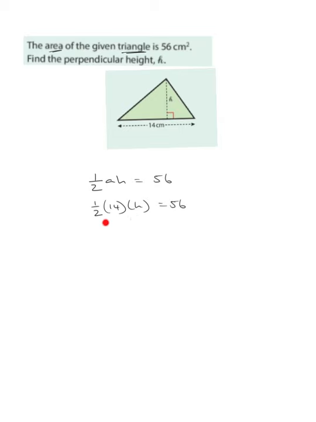So working out the left hand side, a half of 14 is 7, and 7 by h is 7h. So I get 7h is equal to 56, and to get h on its own, it's 56 divided by 7. So 56 divided by 7 will give me the height to be 8 centimeters.